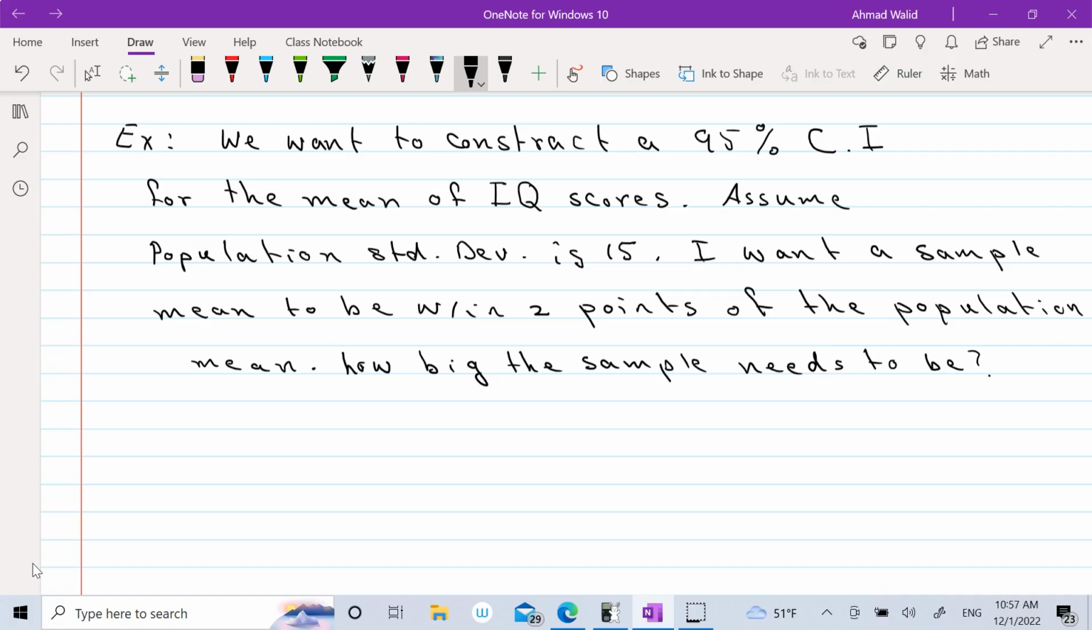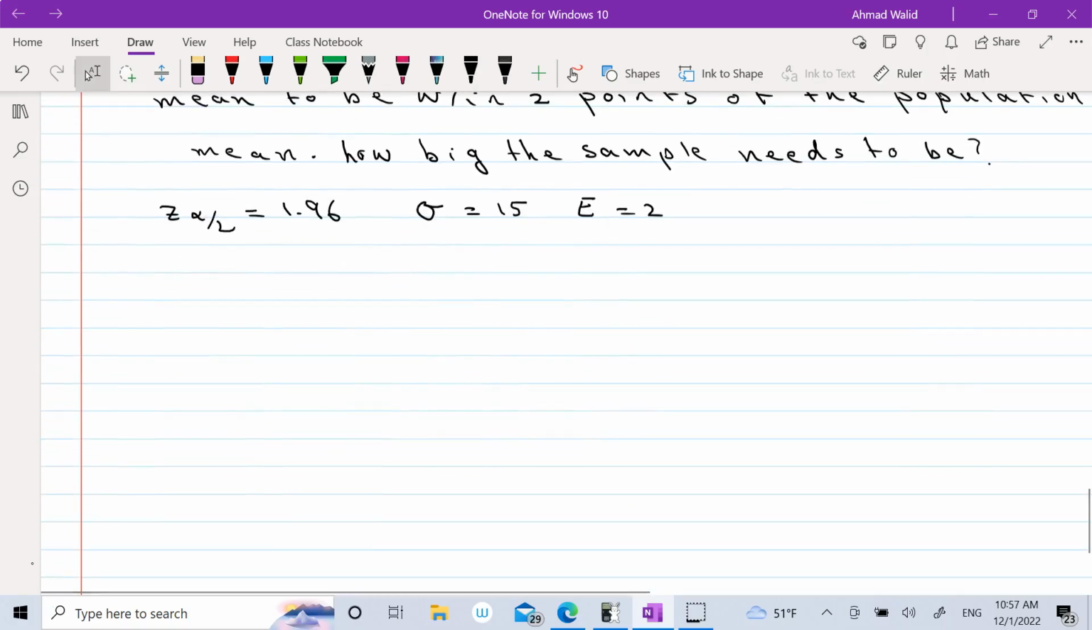Let's see what's given. First thing, the easy one, Z alpha over 2, 95%. For 95%, your critical value is 1.96, correct? Sigma is given as 15. Standard deviation is given to you, correct? And E is actually here too, correct? The margin of error within 2 points. E is 2.